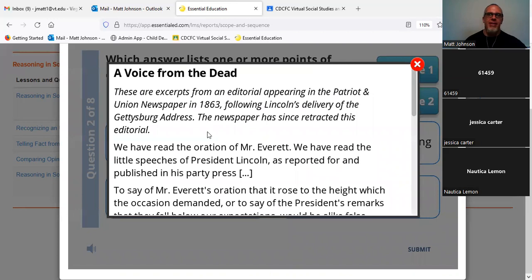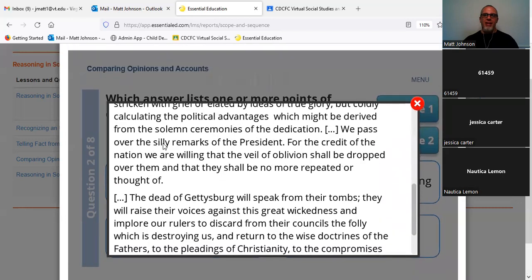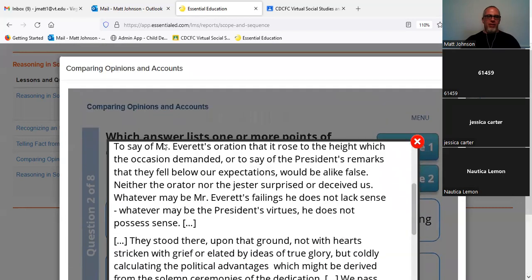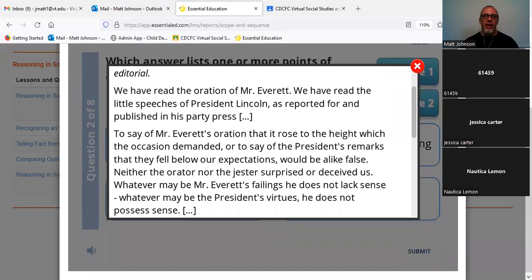A Voice from the Dead. These are excerpts from an editorial appearing in the Patriot and Union newspaper in 1863, following Lincoln's delivery of the Gettysburg Address. The newspaper has since retracted this editorial. It's very critical of the speech. We've read the oration. I've talked about loaded language to help you identify the viewpoint somebody is taking.